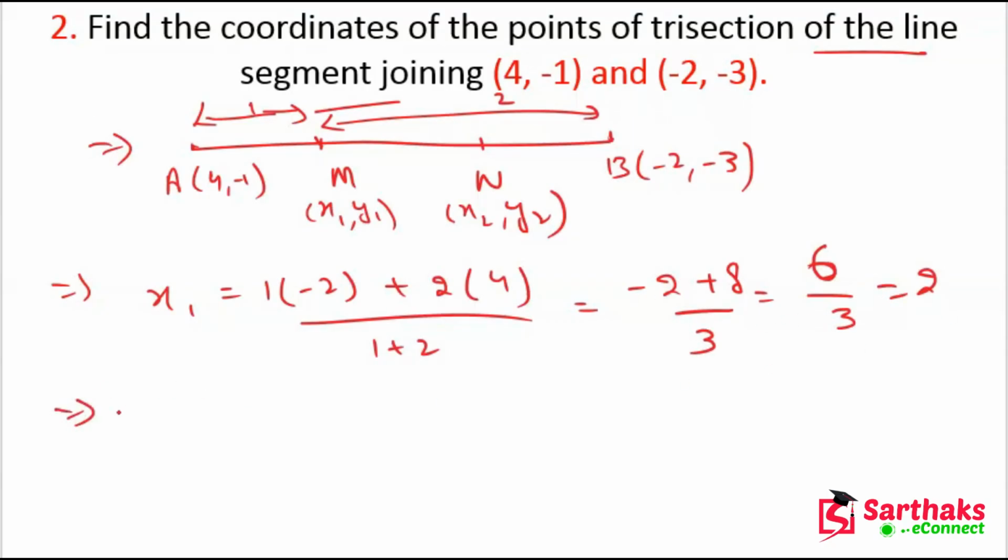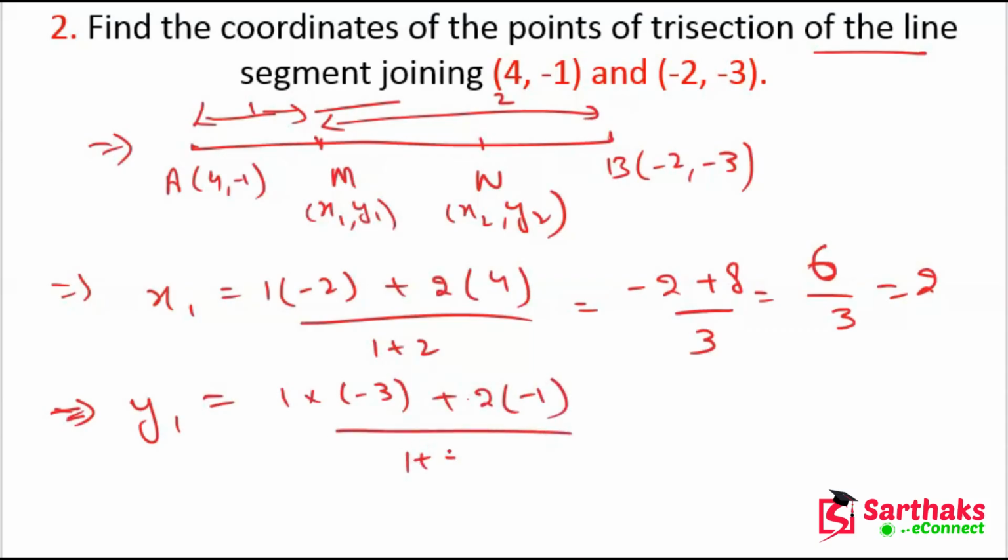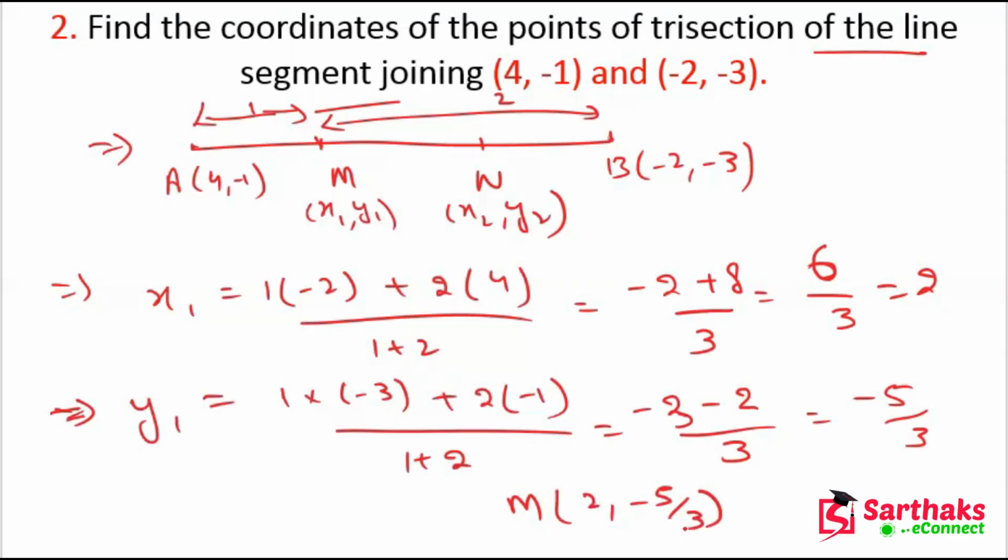Now we have to find y. So 1 into -3 plus 2 into -1, divided by 1 plus 2, which is equal to -3 minus 2 divided by 3, we get -5 upon 3. So the coordinates of M are (2, -5/3).